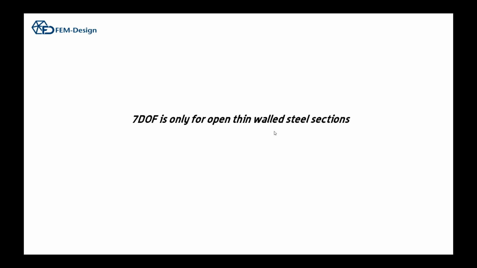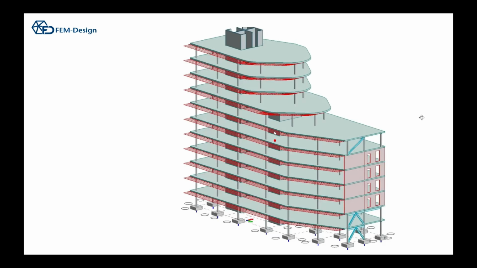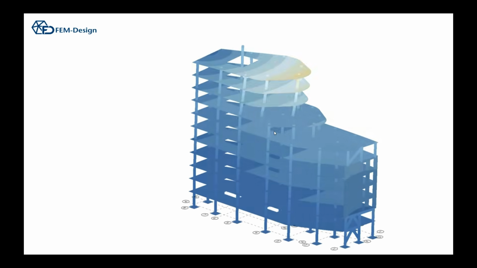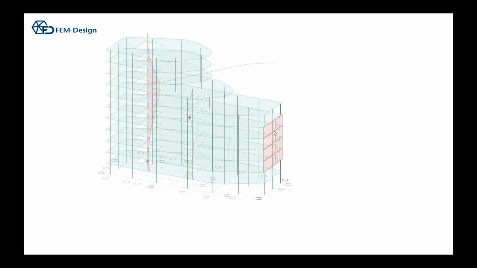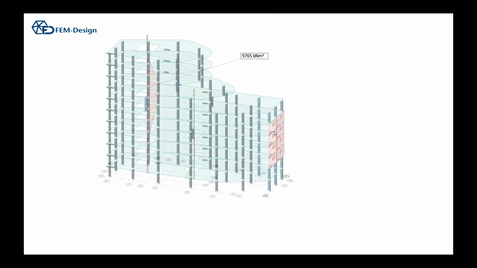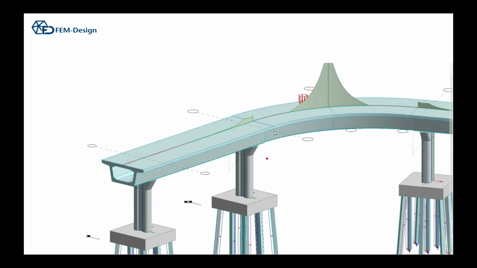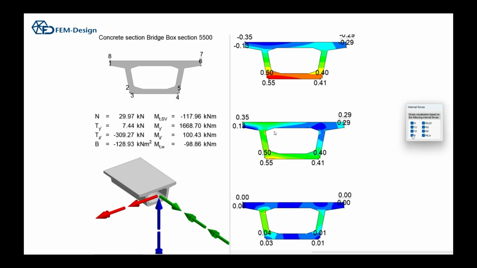Also, seven degrees of freedom is often advertised as a steel feature, only for thin-walled steel sections. But in reality, it doesn't work like that. Here we have an example of a concrete building, and we have a building core that we have modeled as a beam model. We can see clearly that there's warping going on in the core. And if we turn on the warping, we can see that the stresses increase, and same here. We have a closed section, and still warping increases the stresses.